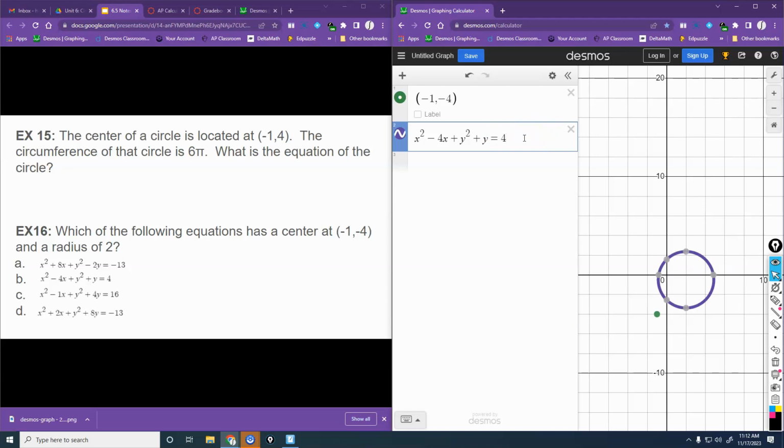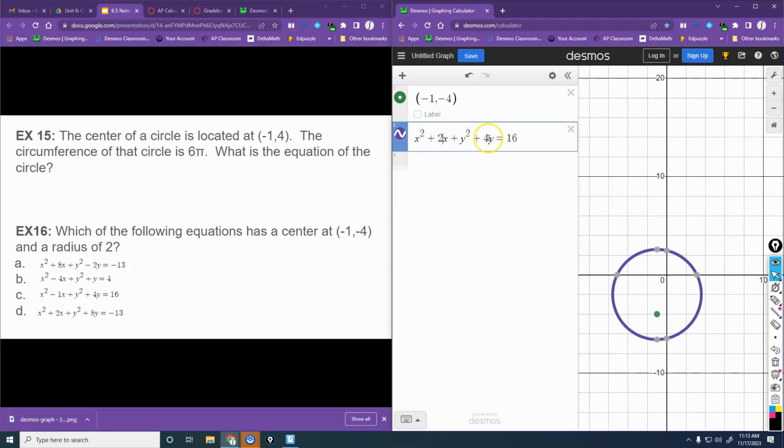Nope. No, it does not. No. All right, you think the next one's going to work? Let's try. That needs a 4y right there and 16. Don't think so. I'm pretty sure it's going to be D for this one, or I've made a bad question.